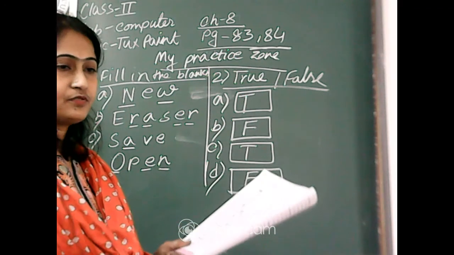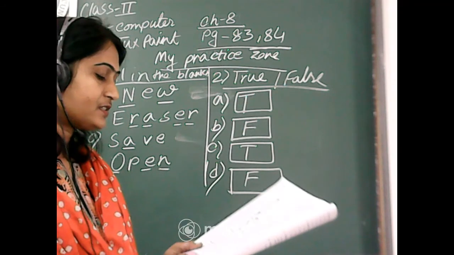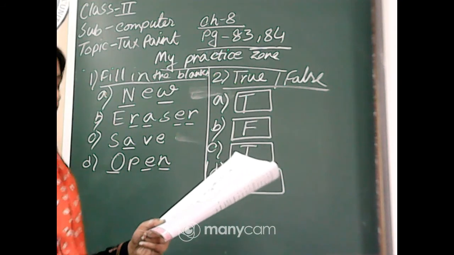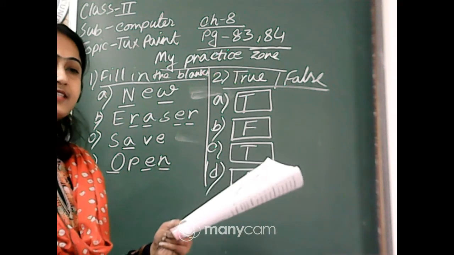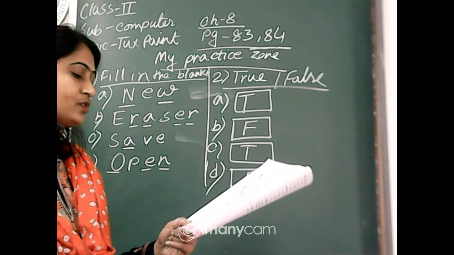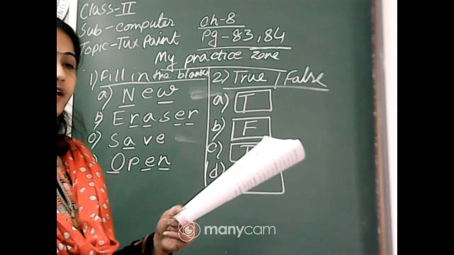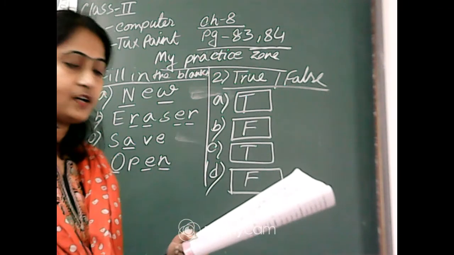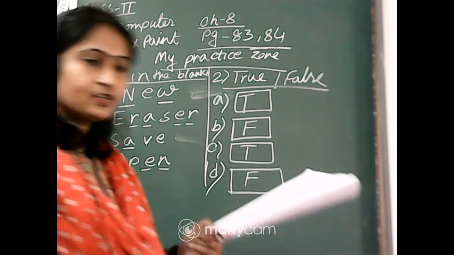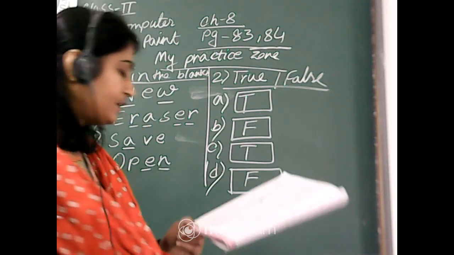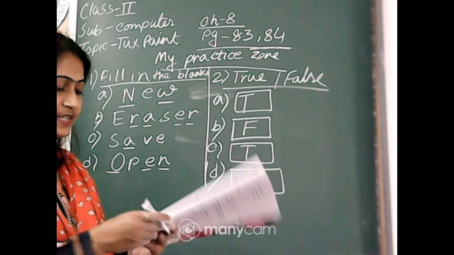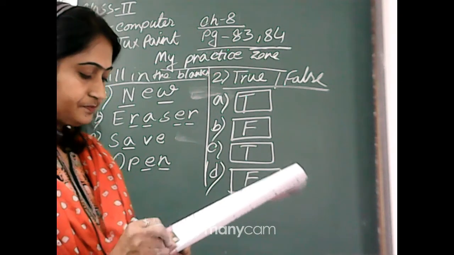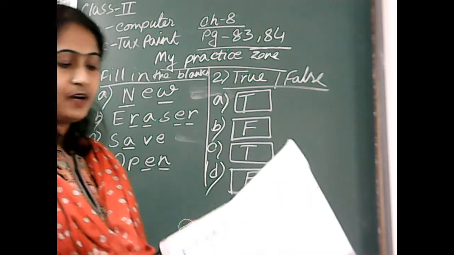Next, true or false. State whether the following statements are true or false. Number A, the stamp tool is used to create stamps of various sizes and shapes. True. Number B, the new command is to save a new file. False. Number C, the eraser tool is used to erase the unwanted part of the drawing. It is also true. Now number D, the pen tool is used to type the text as part of the drawing. It is false. The text tool is used to type the text as part of the drawing.